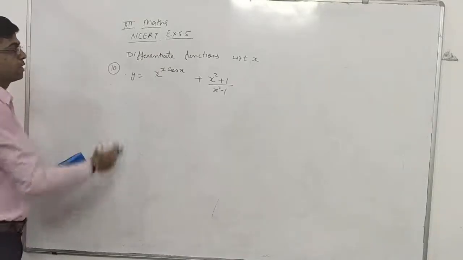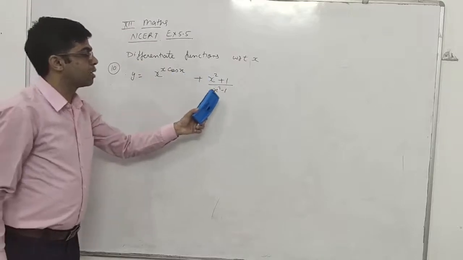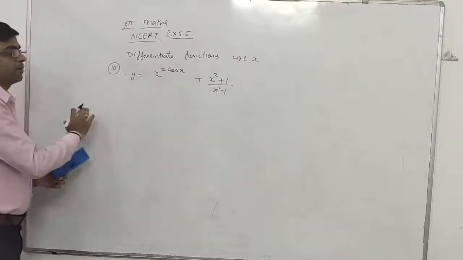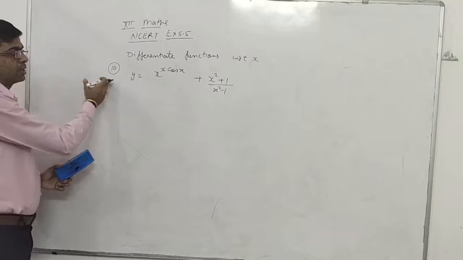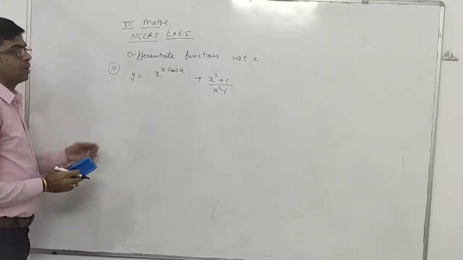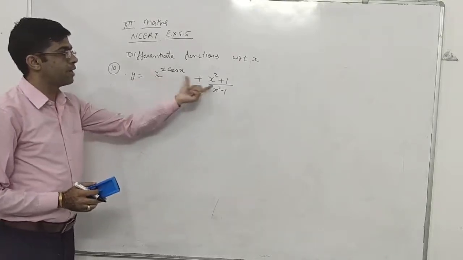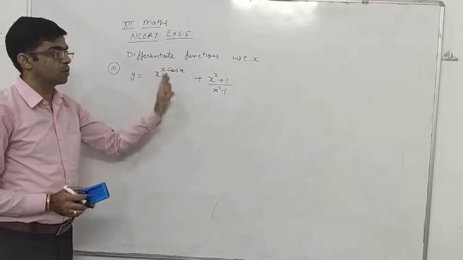Now the 10th question is y equals x raised to power x cos x plus (x square plus 1) upon (x square minus 1). Before this 10th question, you will do some questions yourself as homework. And now see, this is actually the addition of two functions. We cannot take log this time.